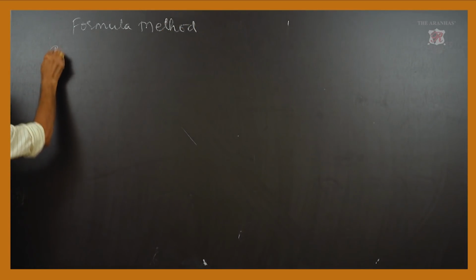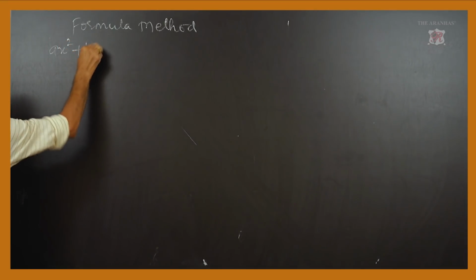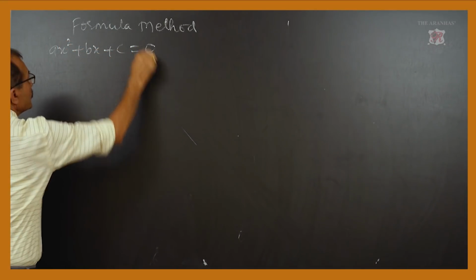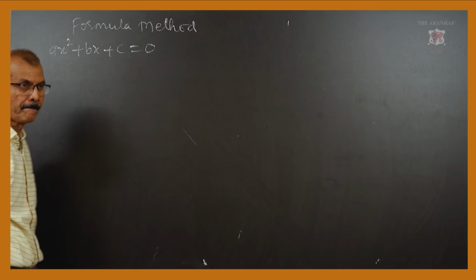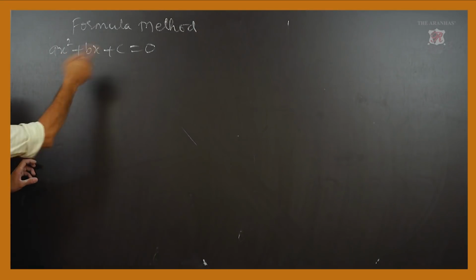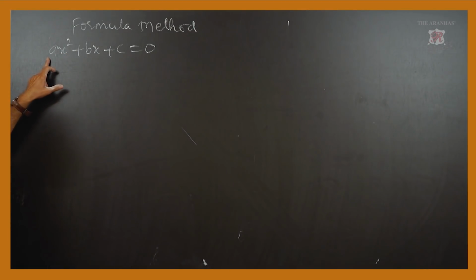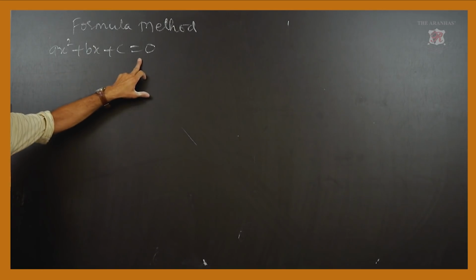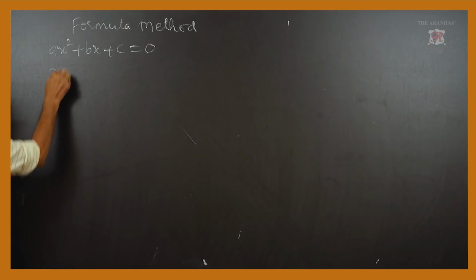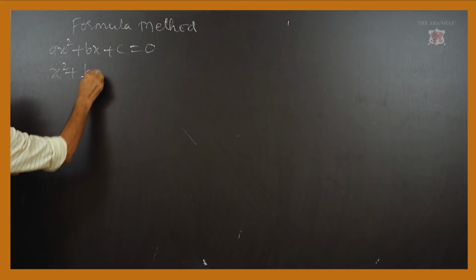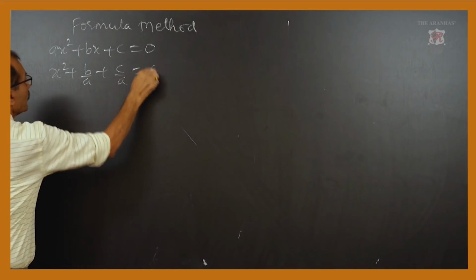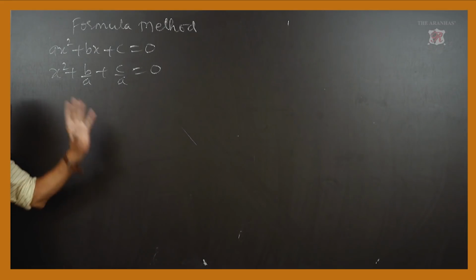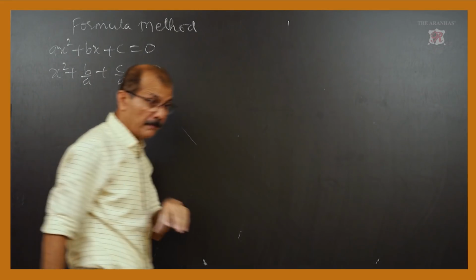If you are given an equation, say ax square plus bx plus c equals to 0, what we do is we divide this by a. So, you get here x square plus b upon a x plus c upon a is equals to 0, as what we did for the completing the square method.